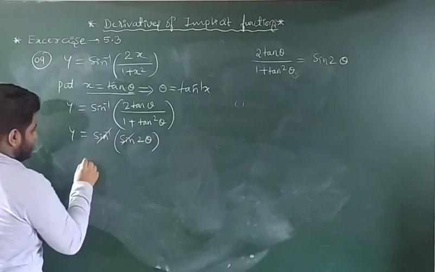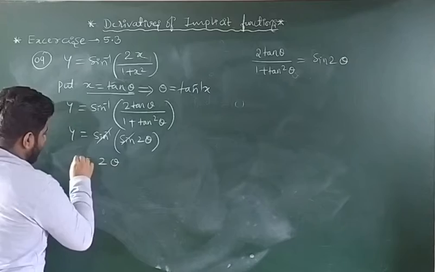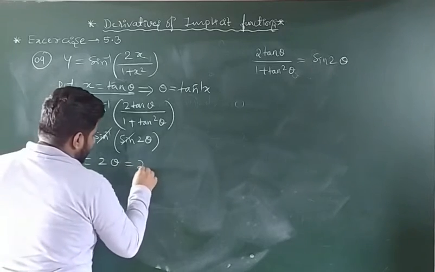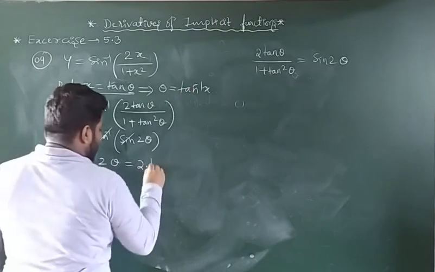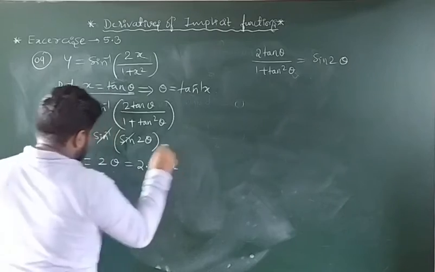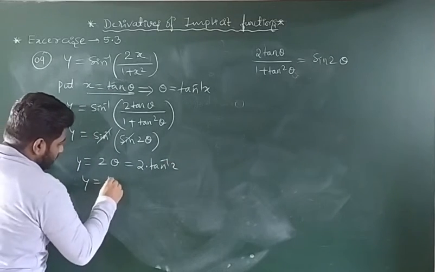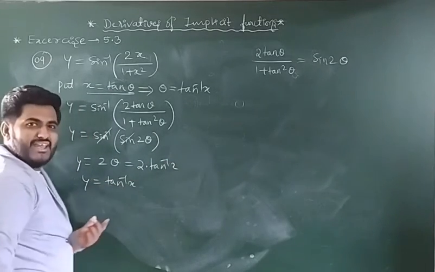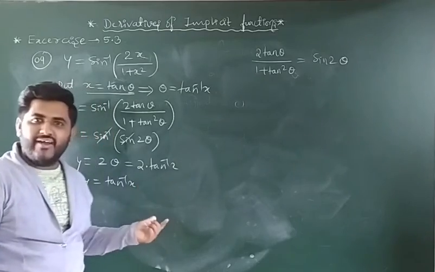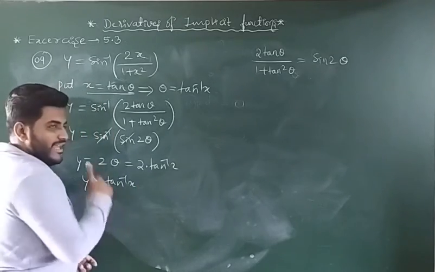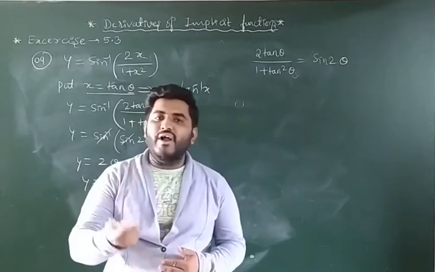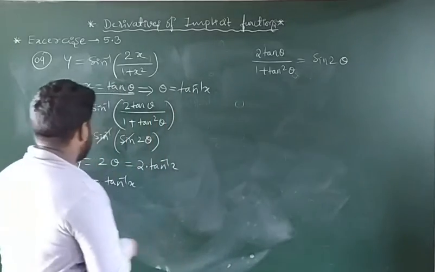Sin inverse gets cancelled, remains 2 theta. So what we want is 2 into theta, and theta is nothing but tan inverse x. So we have y equal to 2 tan inverse x. Now we can easily find the derivative of this one. We know the derivative of tan inverse x is 1 divided by 1 plus x square. So that is the answer.